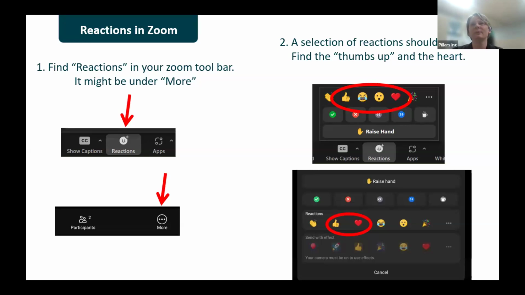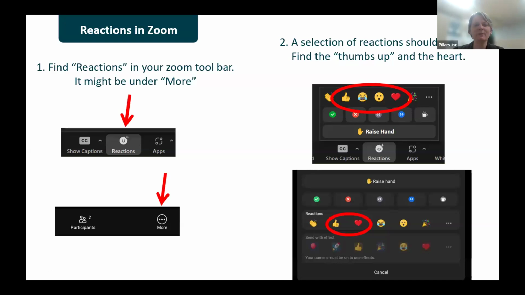Once you find the reaction button and push it, you should see a bunch of emojis. The two emojis that we're going to be worrying about today are the thumbs up and the heart emoji. Those are the two that we're going to use during the simulation to make choices. So if you can just react with one of those two, let's do a couple really simple questions to practice.